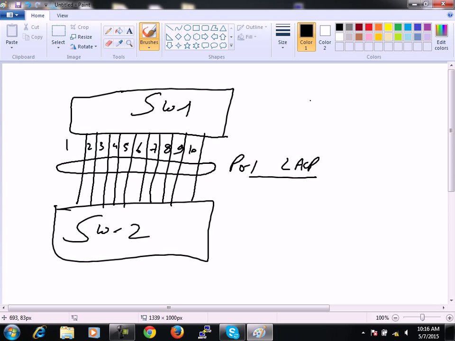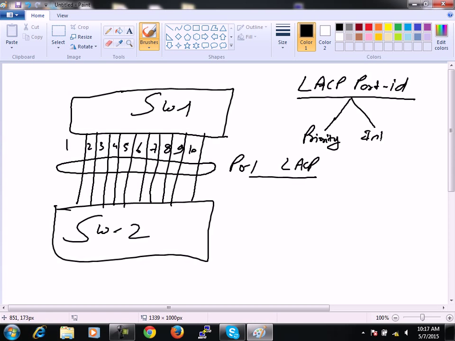First of all, it will elect the main switch. LACP has one terminology, which is known as the LACP port ID. This port ID contains two components now. One is priority and another one is interface ID, like 0x1 or 0x2 or 0x3, something like that, right?